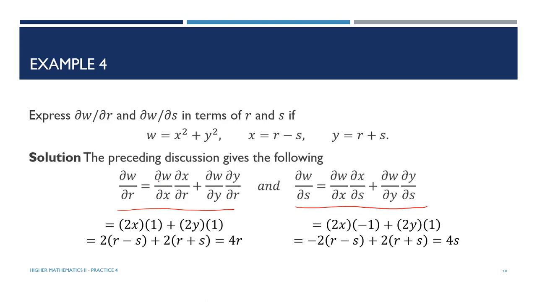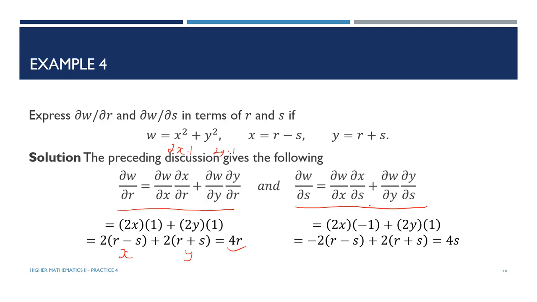So first of all, I'll need the partial derivative of w with respect to x. Here it is 2x, and the partial derivative of w with respect to y is 2y. So times dx/dr, it's 1, dy/dr, it's also 1. So 2x times 1, 2y times 1 gives us, instead of x, I'll copy r minus s, and this was x, it was y. Calculate this and simplify, get the number 4.